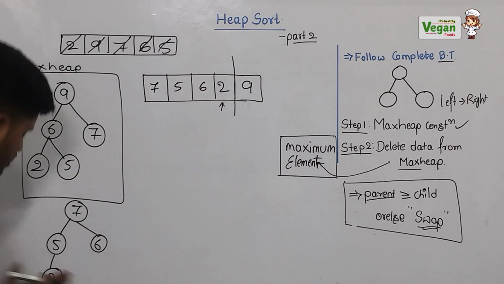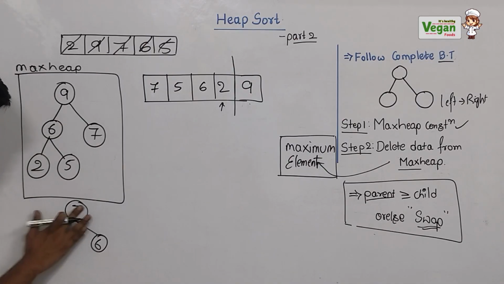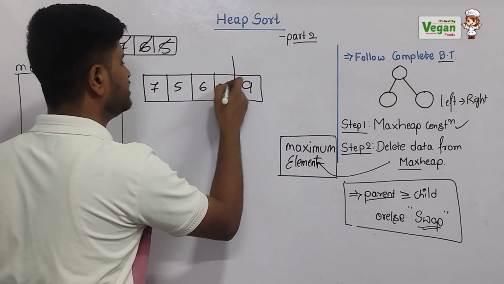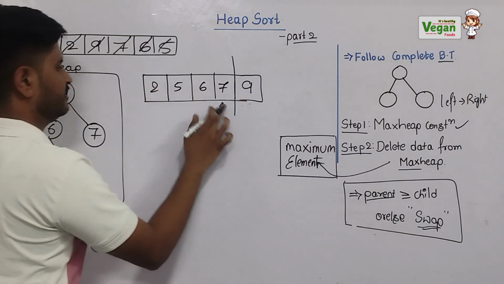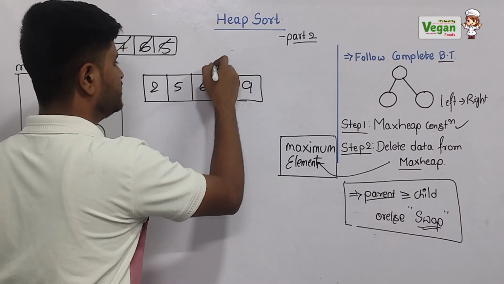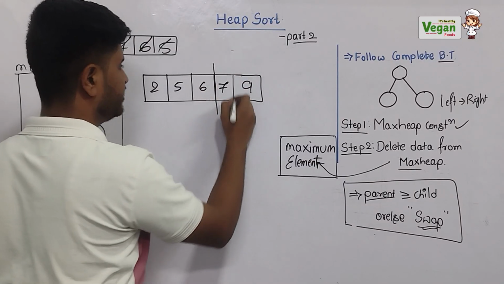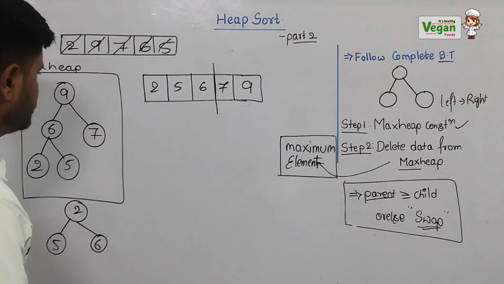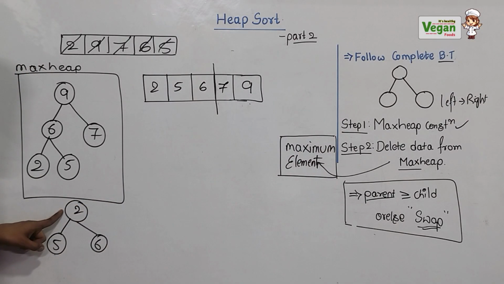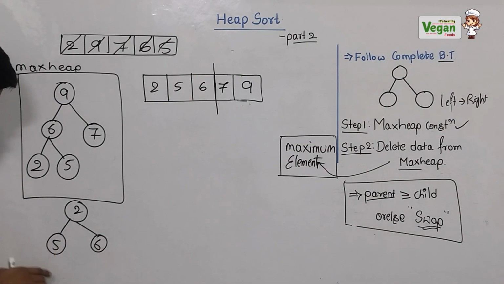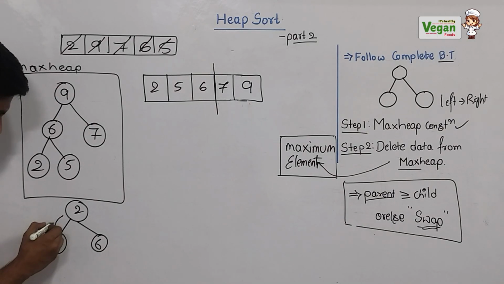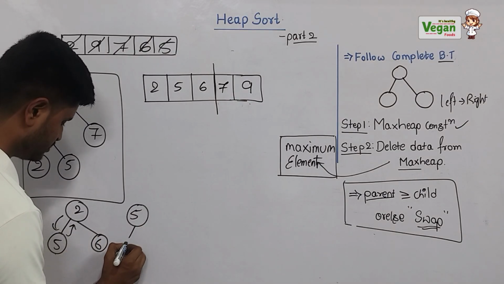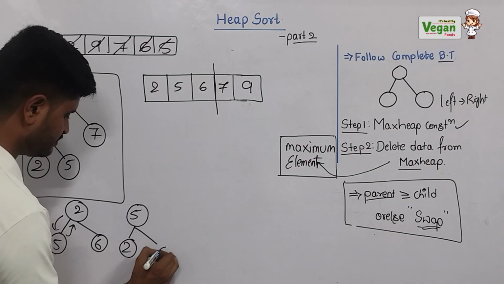So what we will be doing? We will be replacing 2 with 7, so that we can delete 7. So 7 will come here and 2 will be in the place of 7. Now 7 is deleted and 9 is also deleted. We deleted 2 elements. Now we are left with only 3 elements. If you see, the parent value is less than the child value. What you must be doing? First take the left child and swap it with that. So if you swap, 5 will come to 2's place, 2 will be here and 6 will be here.